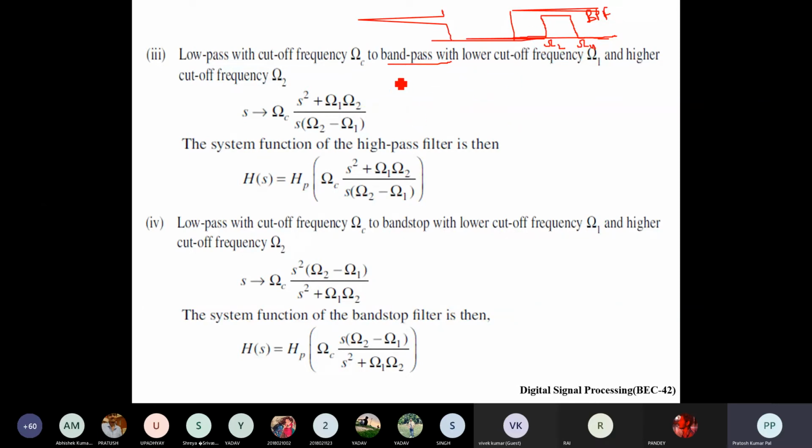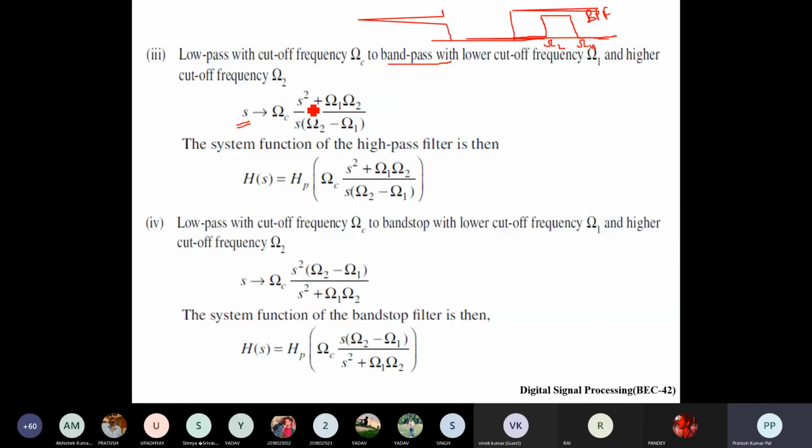Two frequencies will be there in the case of a band pass filter: omega L, the lower frequency, and omega U, the upper frequency. Here omega 1 and omega 2 are written, a lower frequency and an upper frequency. In that case, we will be replacing the transfer function of the low pass filter. Whenever s appears, this s will be replaced by omega c into (s square plus omega 1 omega 2) divided by s times (omega 2 minus omega 1). This is how we need to make the replacement.